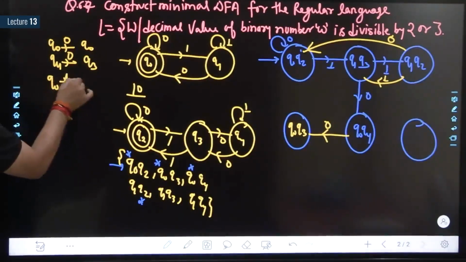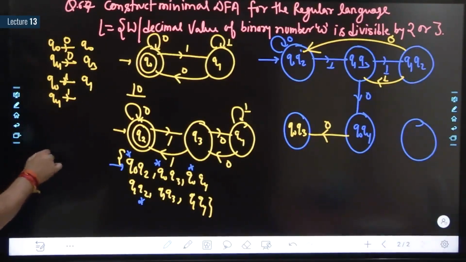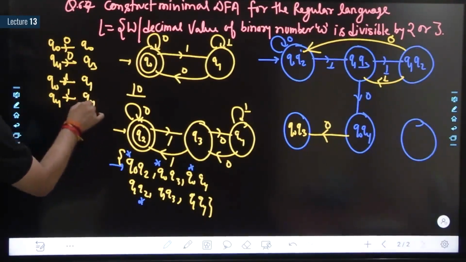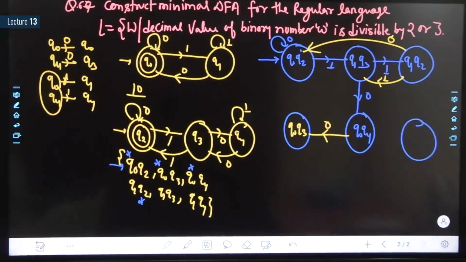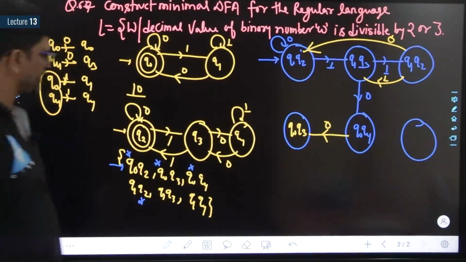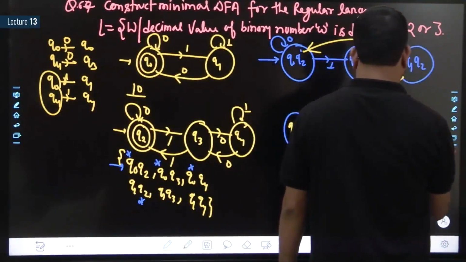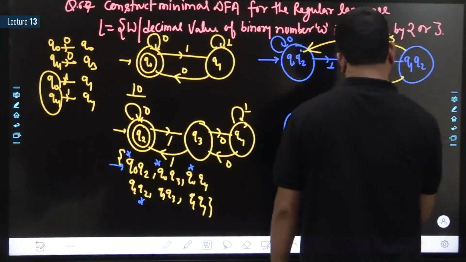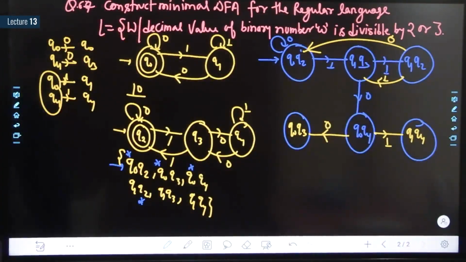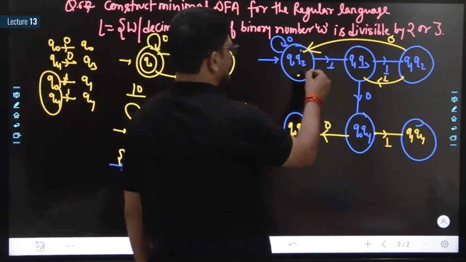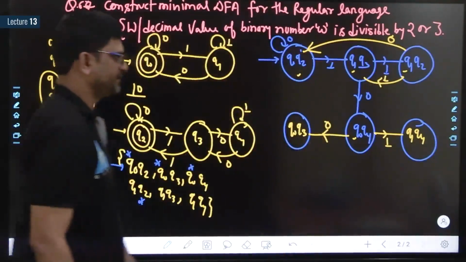Q0 on 1 goes to Q1, Q4 on 1 goes to Q4 itself. It means Q0, Q4 on 1 goes to Q14. We don't have Q14. This is Q14. Now we complete this state, this state, this state and this state. Now Q0, Q3.